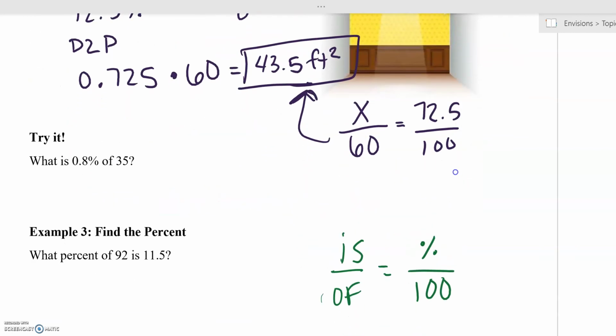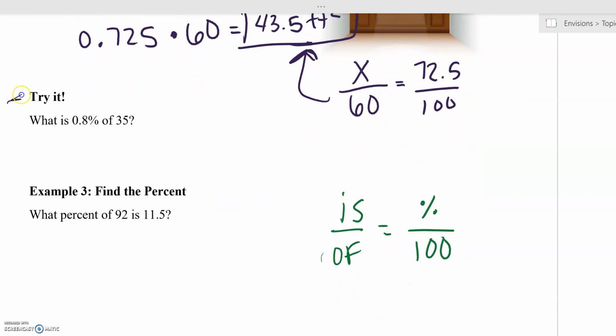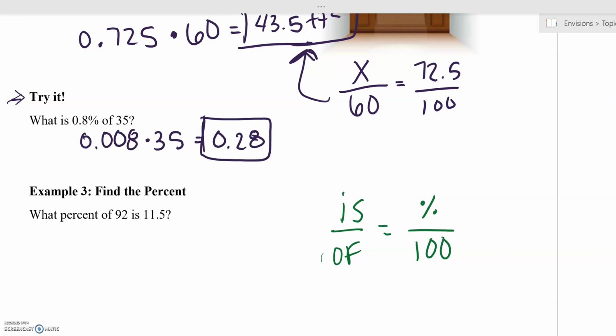Okay, so here's another example for you. Try it. Go ahead and try this one on your own. All right, nice work. Here we are with 0.28, so a very small percentage of 35.